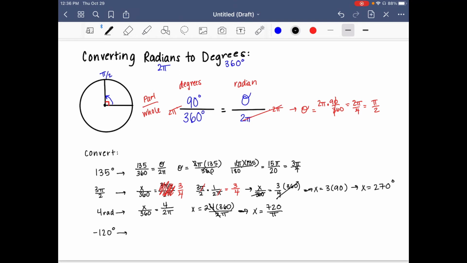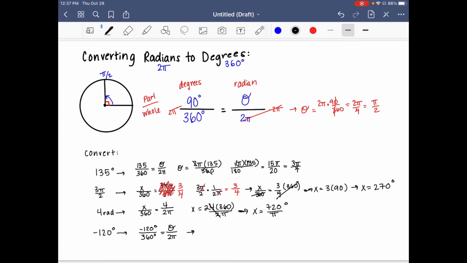Now, negative 120 degrees. Oops, by the way, that's in degrees. So we can do this with negative angles too. I know that it's negative 120 degrees out of 360. And I don't know how many radians that is, so I'm going to solve for theta, which is how we represent x for angles in radians. We usually use theta instead.